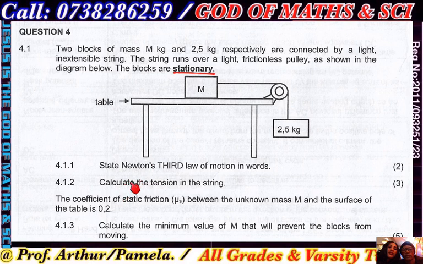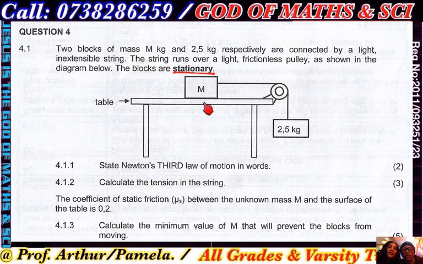All right, so we're not interested in everything. I'm going to read the story here. They say calculate the tension in the string. I'm not interested in that. I'm interested in the information. The rest will be Christmas. The coefficient of static friction. This is static when it's not moving. That's the maximum friction between the unknown mass m and the surface of the table, which is 0.2.